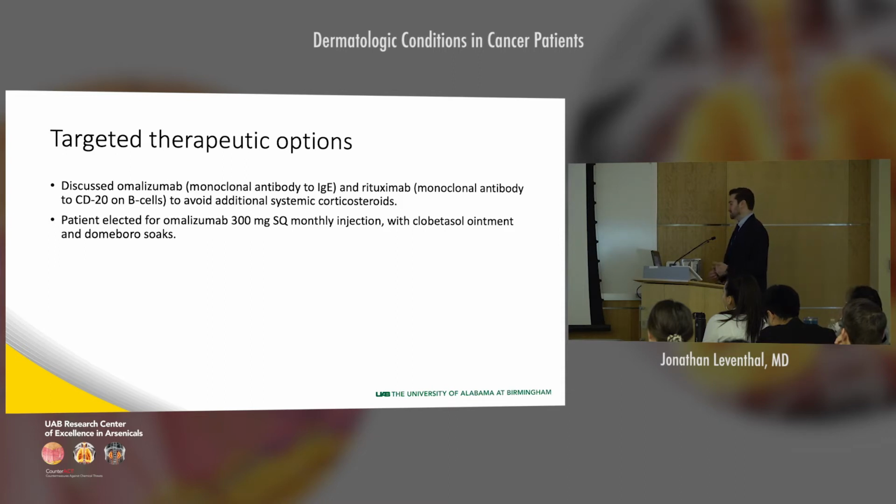the monoclonal antibodies to IgE, omalizumab, as well as rituximab. And so we reviewed the safety profile of each of these. He had an elevated IgE level, which in my experience tends to respond better to omalizumab. And so the patient elected for omalizumab. And he actually did very well.